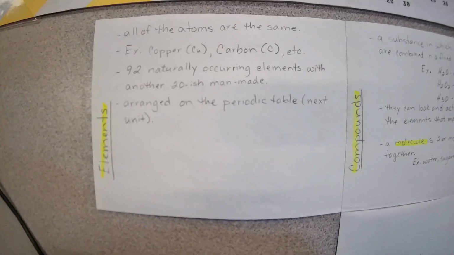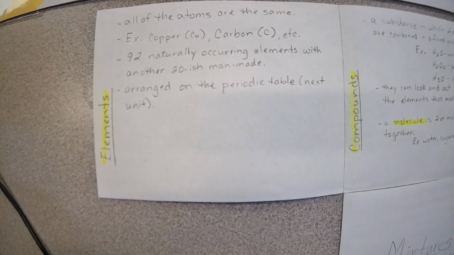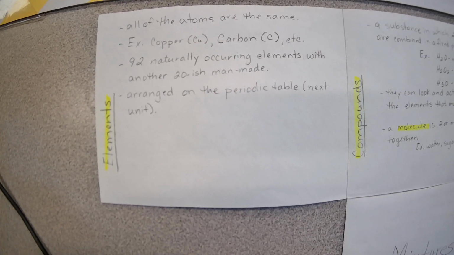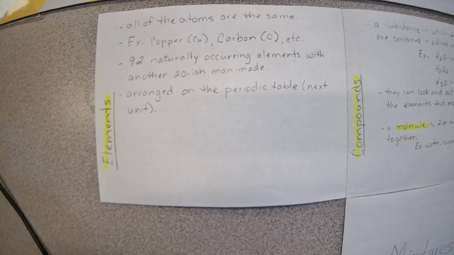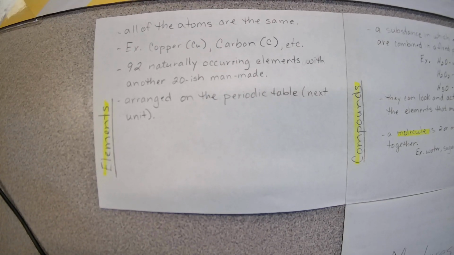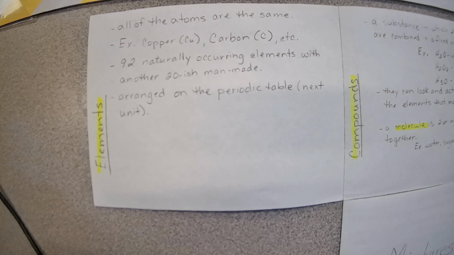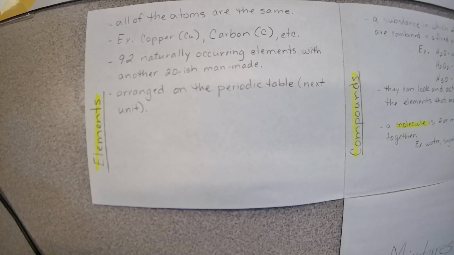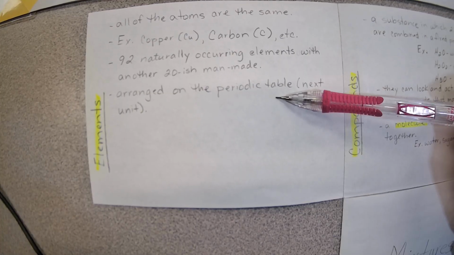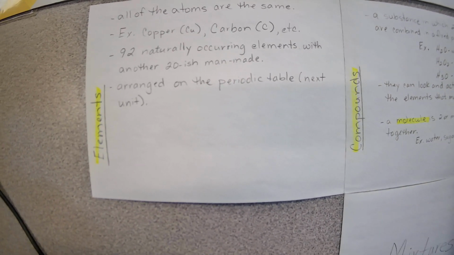There are 92 naturally occurring elements with about 20-ish other ones that are man-made. So the first 92 elements on the periodic table are all naturally occurring in some form or another. The other 20 were an accident that existed for like part of a second. And unfortunately, because they are elements, we are required to report them. But we do arrange our elements on the periodic table, which means that in the next unit, we're going to actually talk about those and how they get arranged.